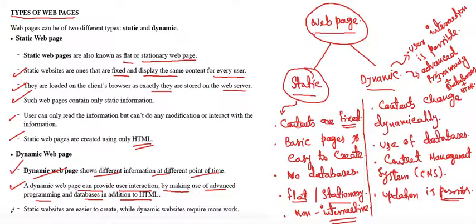Static web pages are easier to create, as we have already seen, while dynamic web pages require more work and more knowledge of programming. They require more knowledge of server side scripting. Dynamic websites use client side scripting or server side scripting or both to generate the dynamic content. So content is to be generated dynamically, and to generate it, both server side and client side scripting knowledge is important. So this is all about static and dynamic web pages. Okay, thank you.